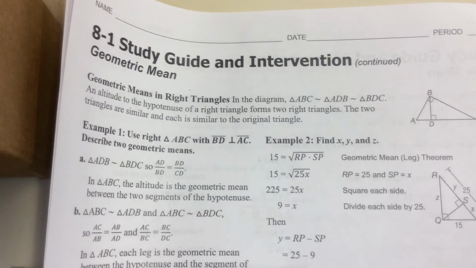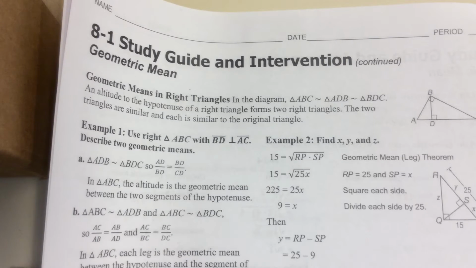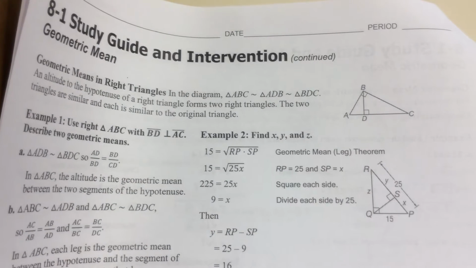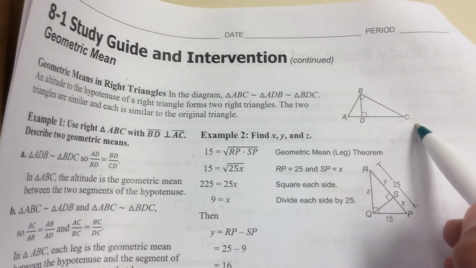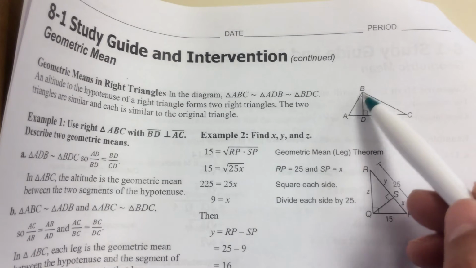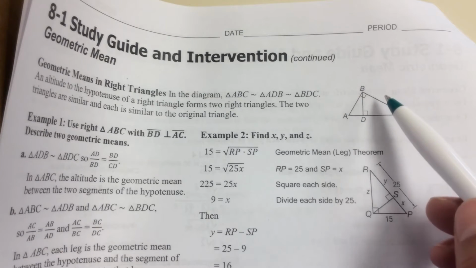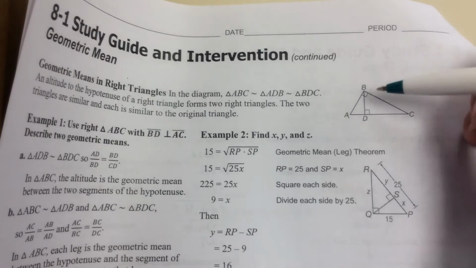Page 6 in section 8-1 of the study guide and intervention talks about the geometric mean in right triangles. You can see on this diagram that triangle ABC, the big one, is similar to triangle ADB, this little one, and is also similar to triangle BDC. The altitude to the hypotenuse of a right triangle forms two right triangles.